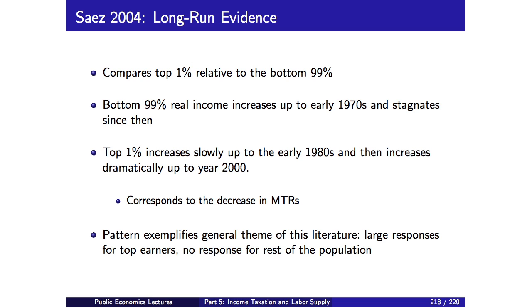Take the Saez 2004 paper. There are now a bunch of studies like this. He compares the top 1% relative to the bottom 99%. And he's just looking, using publicly available tax data, actually, at the time series trends for these two groups. So for the bottom 99%, real income increases up to the early 70s and then pretty much stagnates since then. We know that from other work.